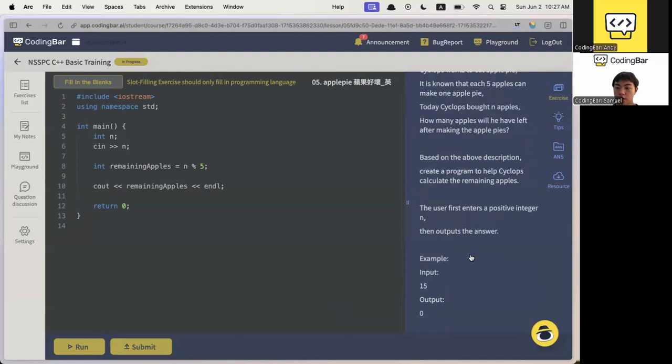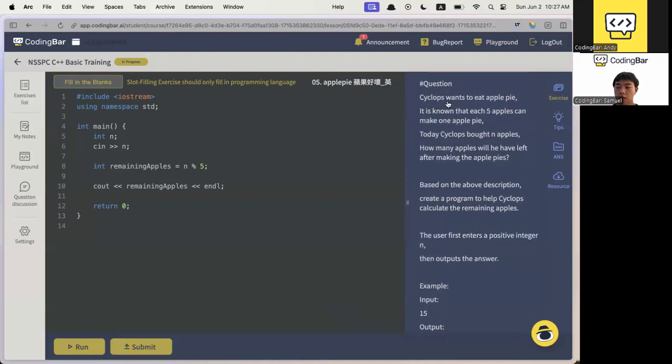And there's a question about Cyclops wants to eat apple pie. It is known that each 5 apples can make 1 apple pie. Today, Cyclops bought n apples. How many apples will he have left after making the apple pies? So this is actually a remainder question. After you divided all the apples by 5, what remains? Just calculate the remainder and print out the remainder apples. These are the apples that will be left after he made all the apple pies.